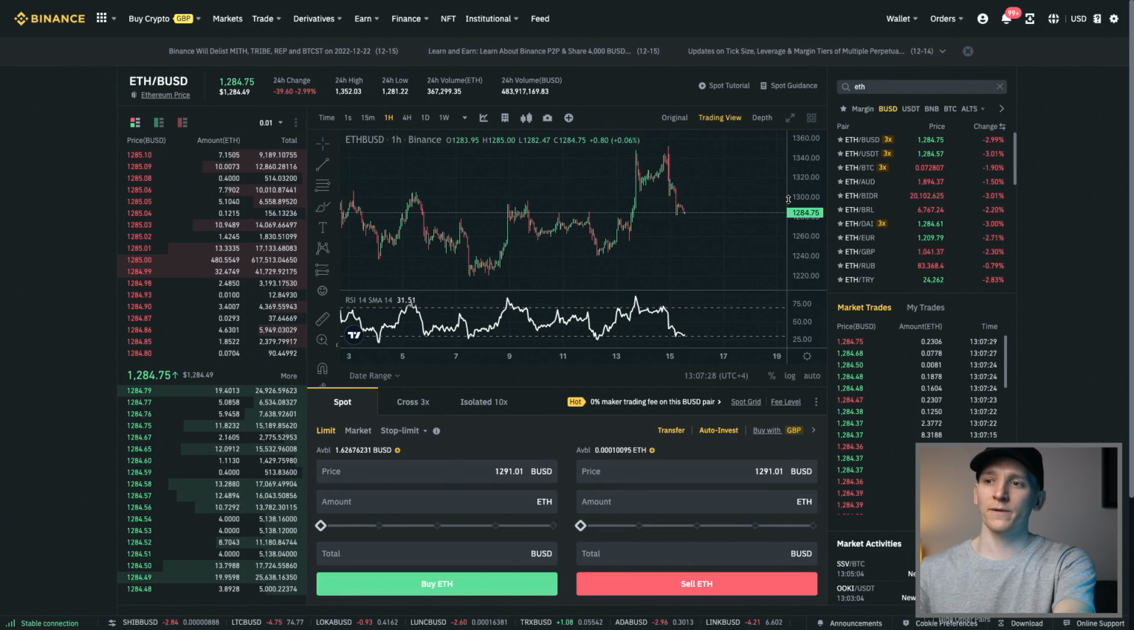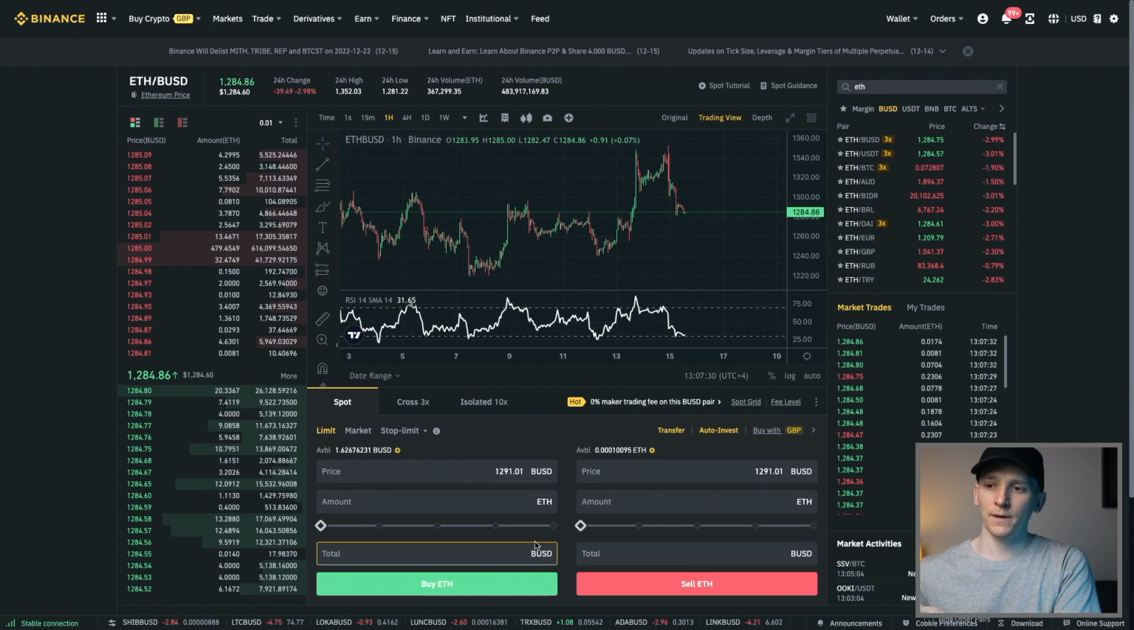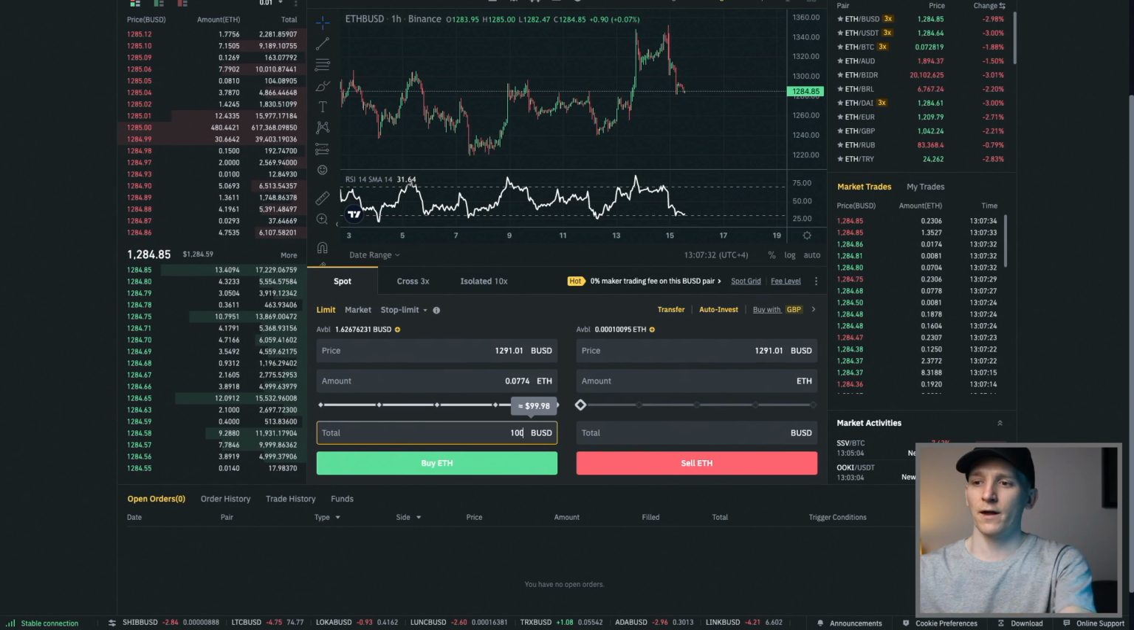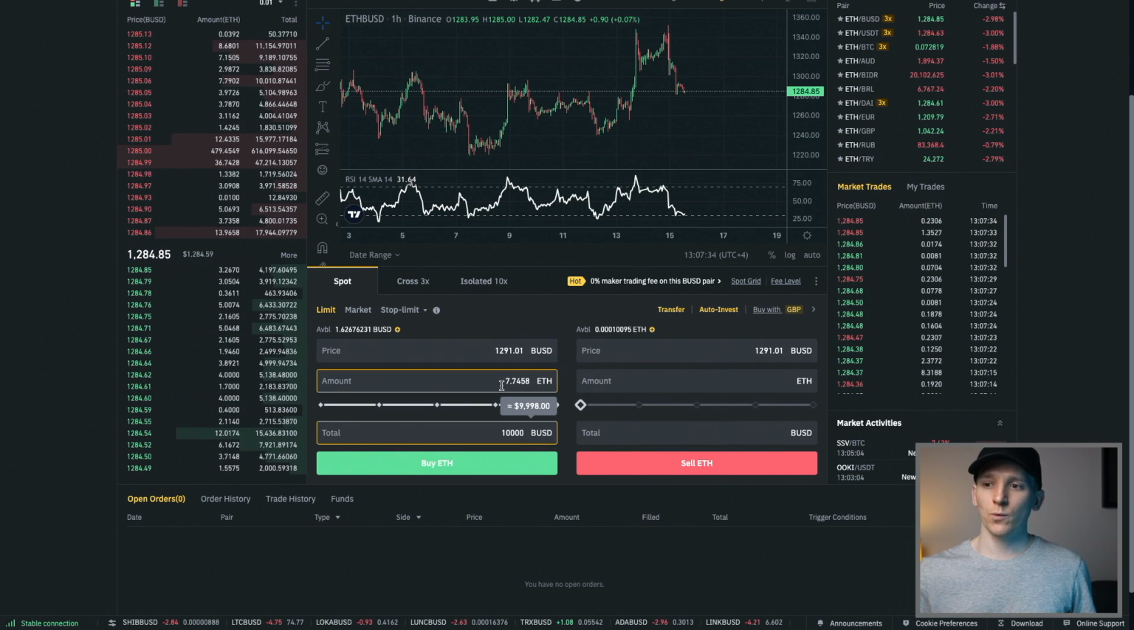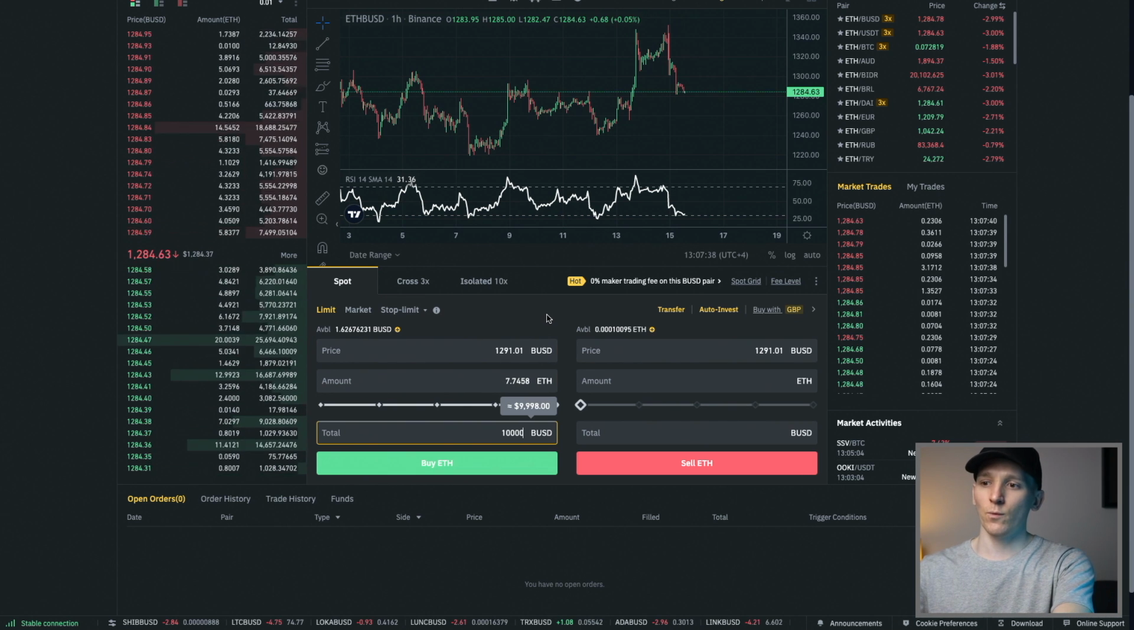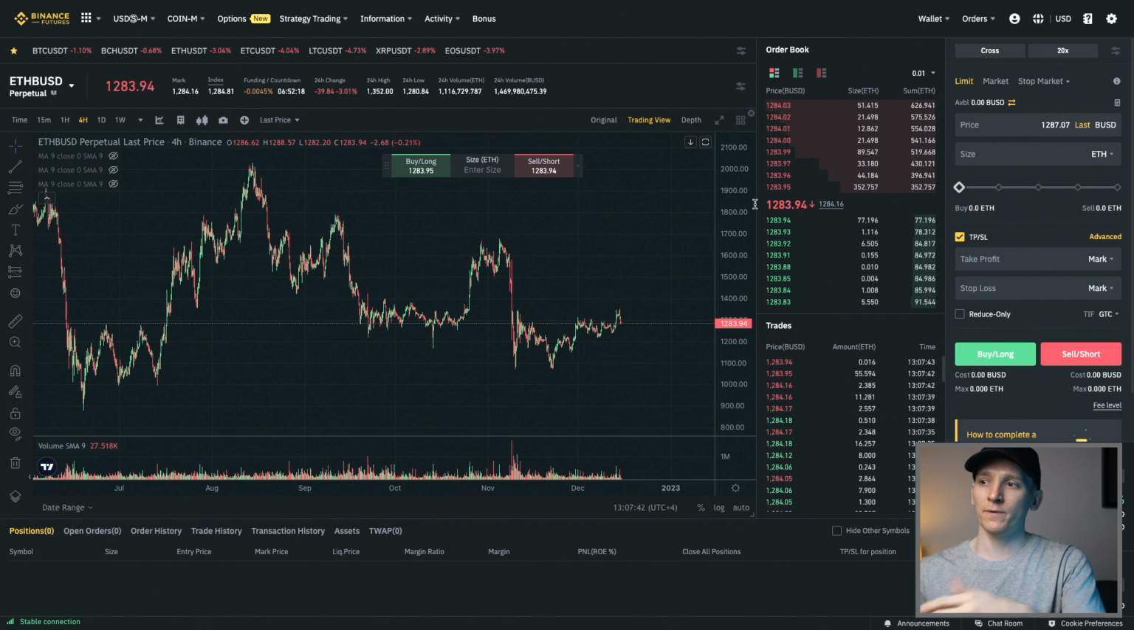So we need to take a long position in ETH. So we go to the ETH BUSD market. We take a $10,000 position here, and we see we get around 7.7 ETH, 1,291. Now what we need to do is take that short position again.